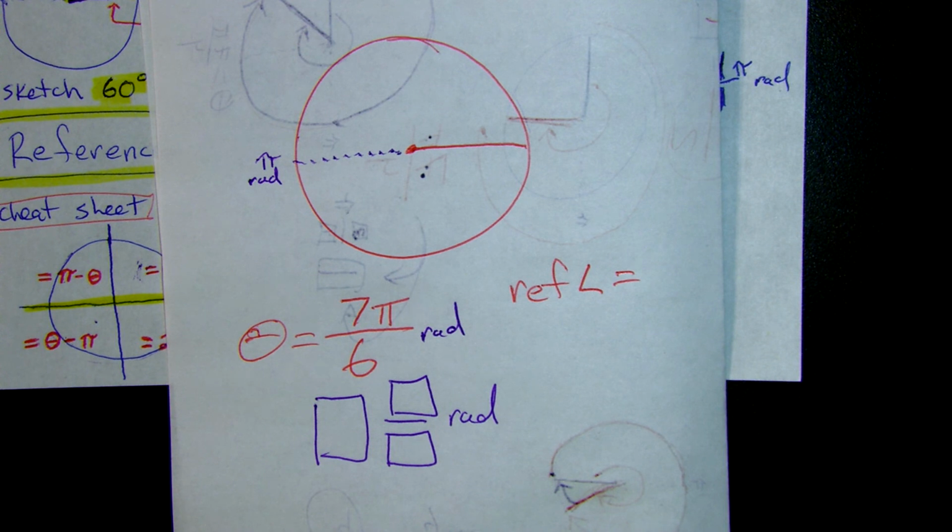Not quite 5/6. Okay. 6 goes into 7 one time. What's left over? 1/6. So 7 pi over 6 is equal to 1 and 1/6 pi radians.